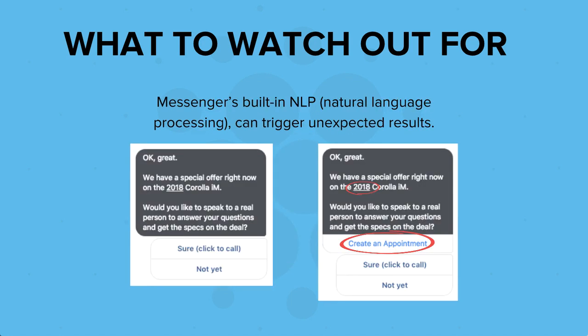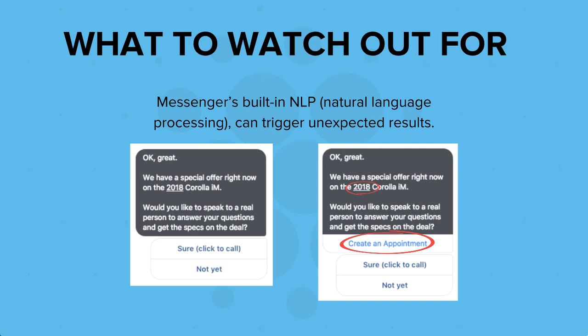Next thing, really important. This happened when we were testing a bot we were working on not too long ago. The Messenger platform has built-in natural language processing, and it can trigger some unexpected results sometimes. We weren't really aware that this was going to happen until we started testing, but we put a model year of a car into a bot, and what Messenger did, it was meant to look like the message on the left here, so you can click to call somebody at a dealer to find out more about an offer, or if you're not ready to go for the offer, you can go to another path.